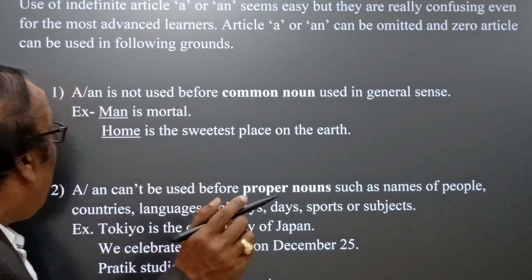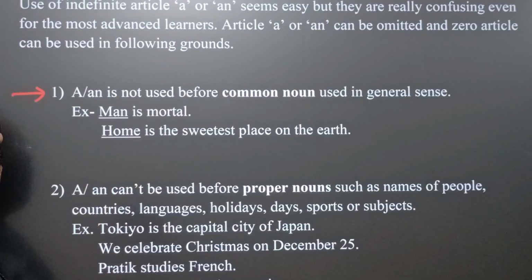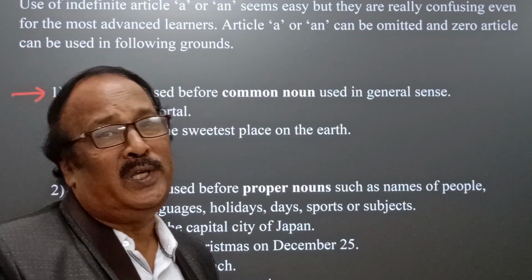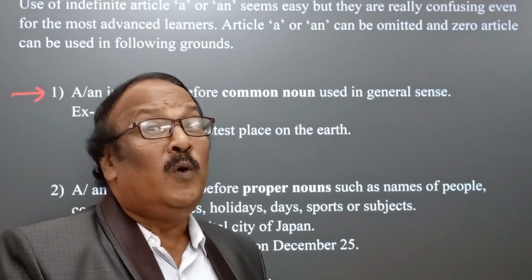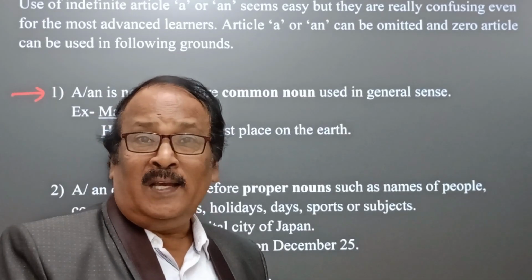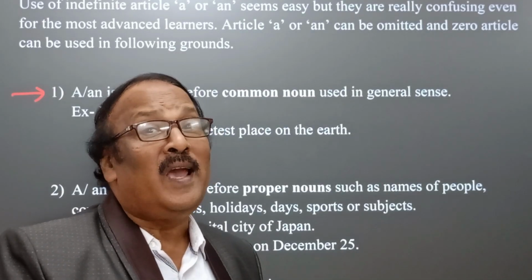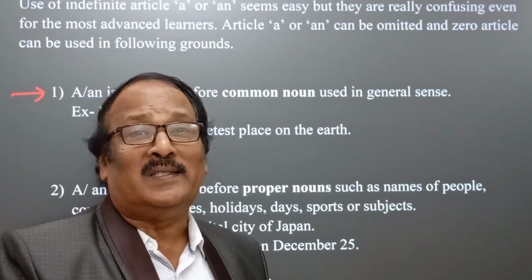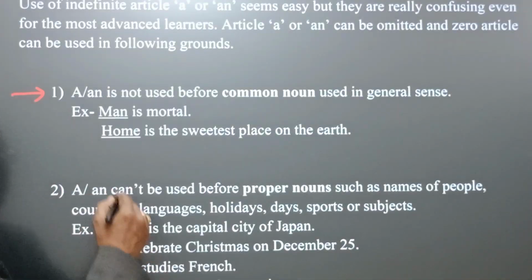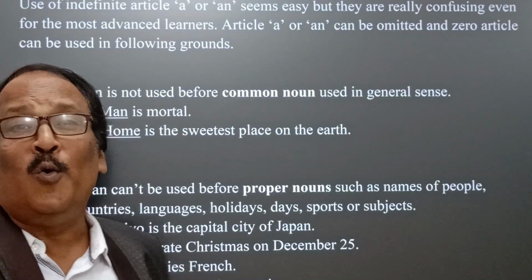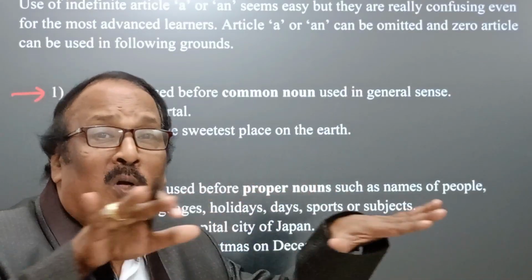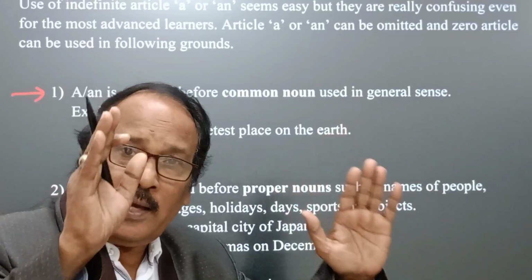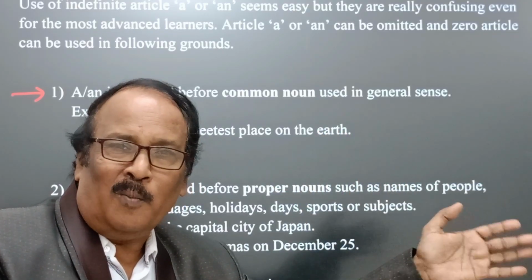Here we find another, home. Home is the sweetest place on the earth. It means there is no other place on the earth where we can get peace and bliss like home. Therefore, here we cannot say a home. Here, home is universal, general. Everybody has a home.